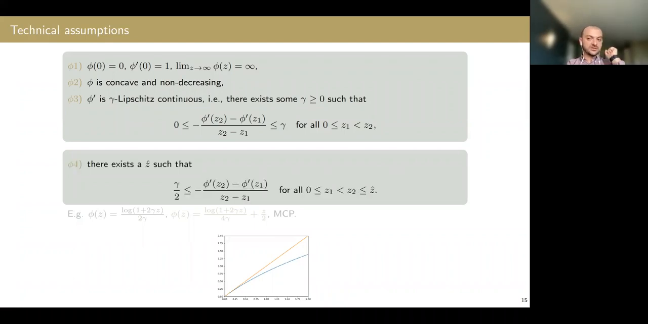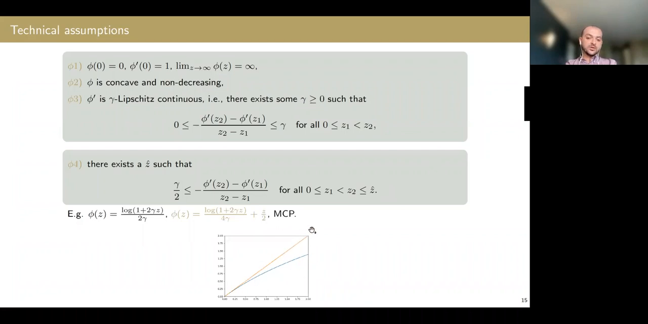But additionally, our stronger results will be proved if we assume that, on top of this inequality in the Lipschitz continuity of the derivative, another inequality holds: gamma over 2 is less than or equal to minus (phi prime z2 minus phi prime z1) divided by (z2 minus z1). But this thing we only want to be satisfied around 0. We don't want it to be satisfied for all values of z. As long as this is satisfied around 0, we're fine. So this is kind of a strong concavity condition, and the graph of the function looks something like this.